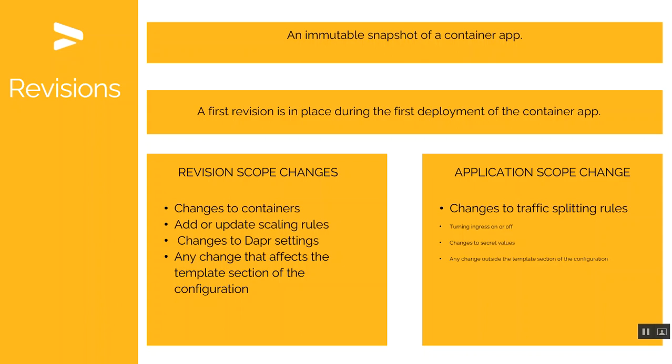If you are changing the traffic splitting rules, like 50-50 to container A and container B, or 40-60 to container A and container B, that's going to be an application scope change. And if you're turning ingress on and off, changing the secret values, anything you change outside the template section of the configuration is considered to be an application scope change.